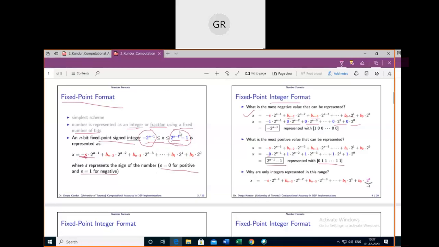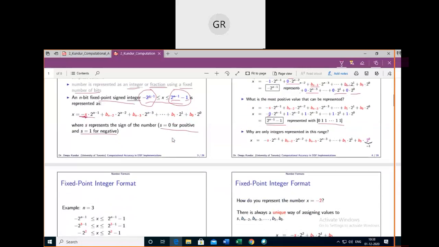Okay, determine the range for fixed point integer numbers. Then write down what the n value is. They give the n value, substitute it, then you will get the range of x. The most negative value and most positive value you will get here. Okay, see here.